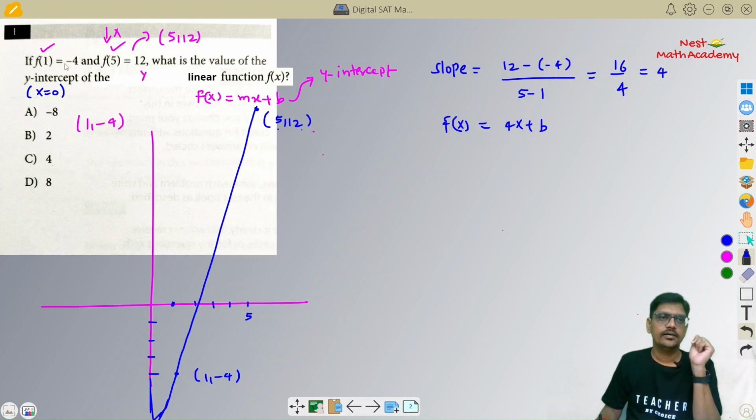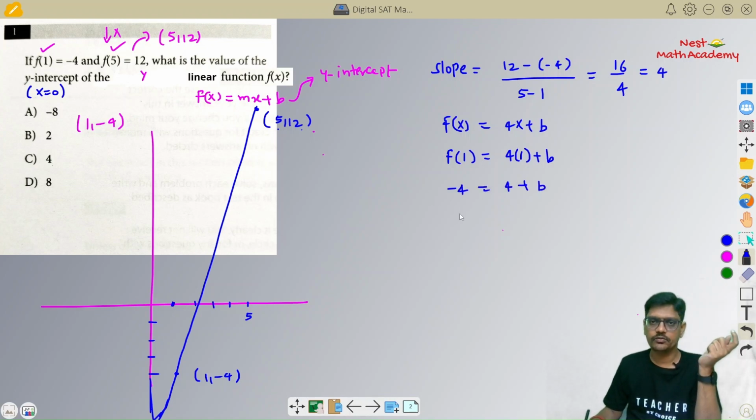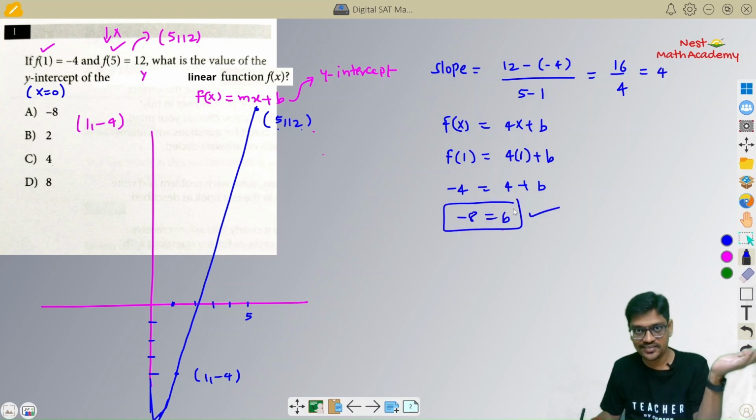Now, f of 1 is negative 4, f of 5 is 12. We have two points on the line, so any one of the points must satisfy the equation. If I substitute 1, f of 1 is equal to 4 times 1 plus b. But f of 1 is negative 4. So negative 4 is equal to 4 plus b. Subtracting 4 on both sides, negative 8 is equal to b. So I got b is equal to negative 8, which is the required y-intercept.